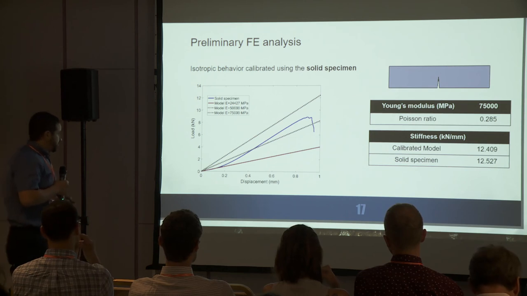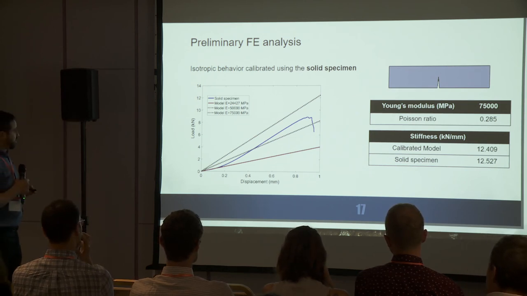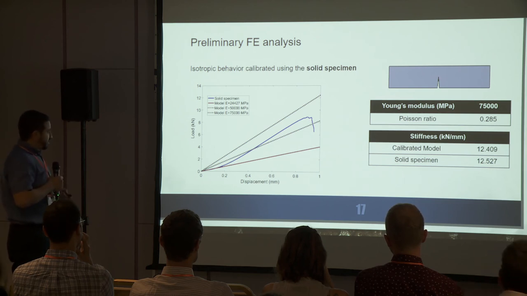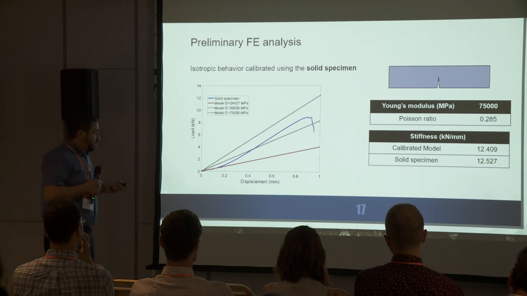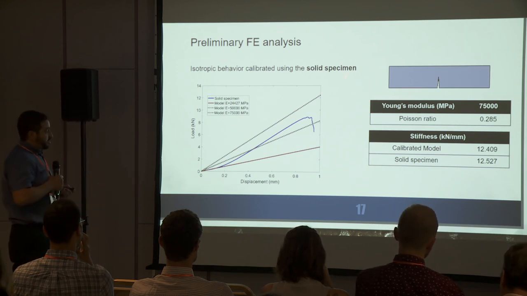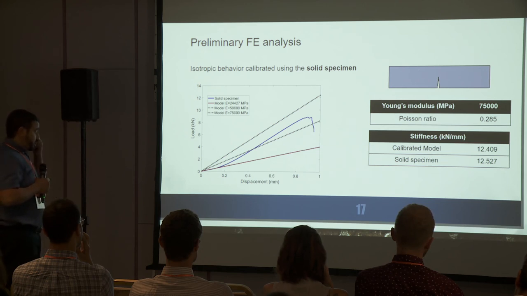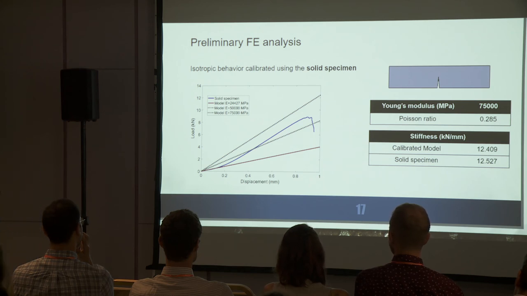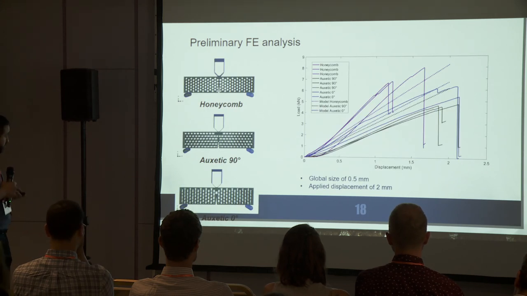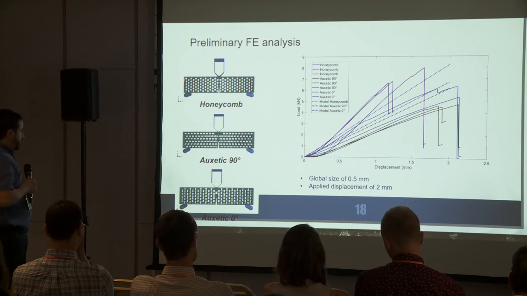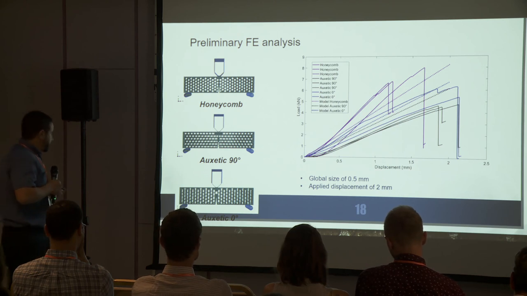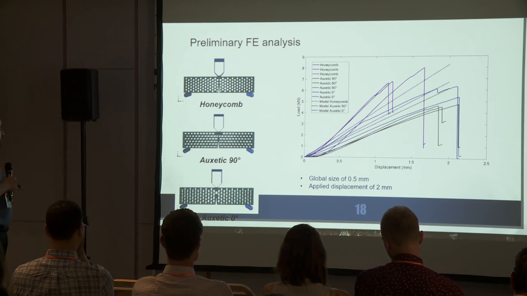We also did a finite element method analysis, but it was only a preliminary finite element analysis, an elastic one. We applied it first on a solid specimen, done in the Catia finite element module, and here we calibrate the material with the results of the solid specimen. After that we get the Young modulus for an equivalent beam, and after calibrating the model, we did the simulation of the three other specimens.